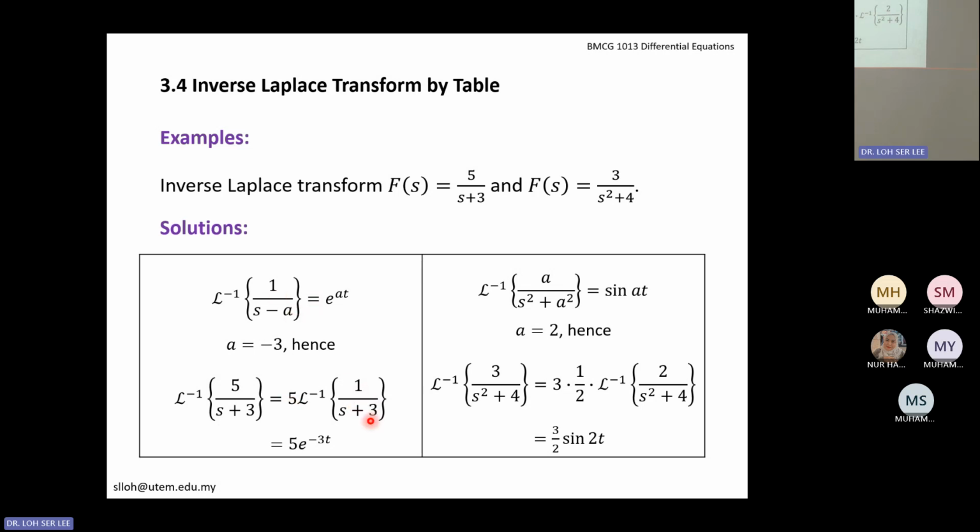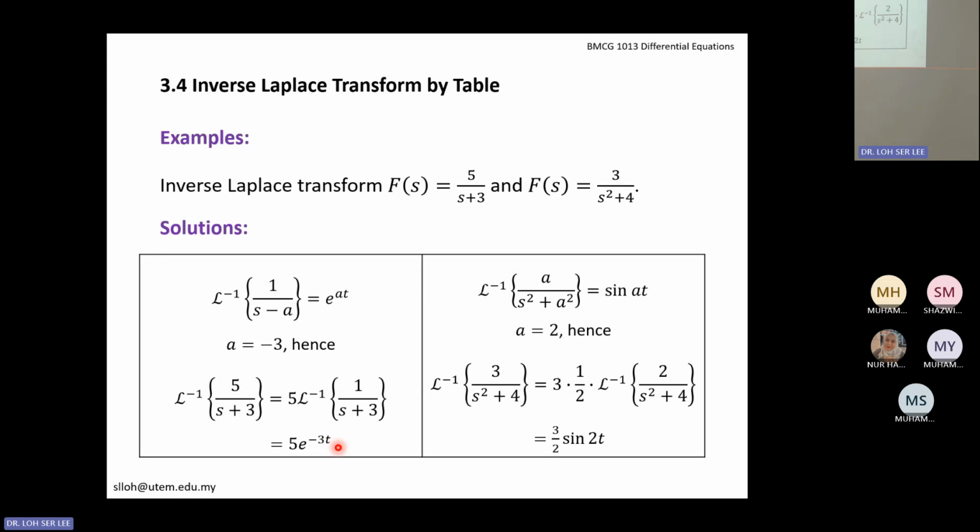Your A is -3. Then you just substitute the -3 here. So you have e to the -3T, yes, because the 5 is here. So 5 multiplied by e to the -3T.